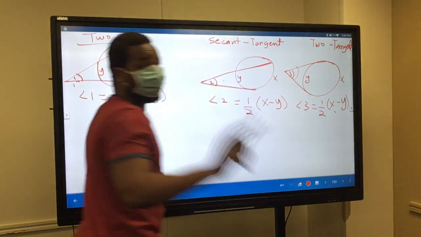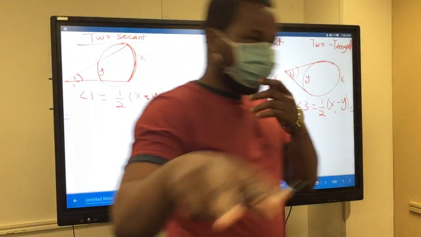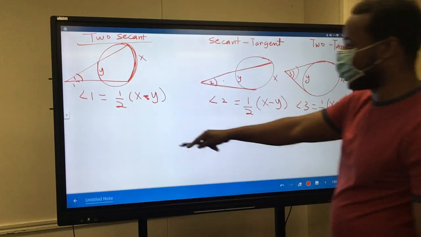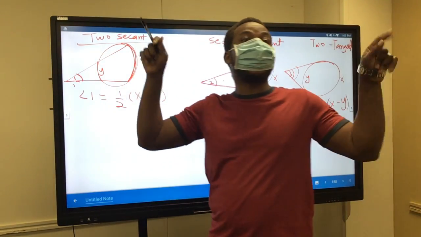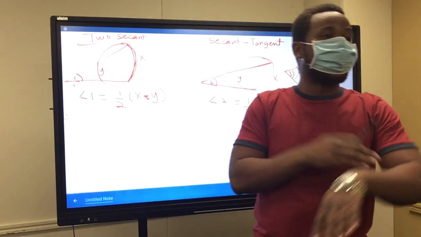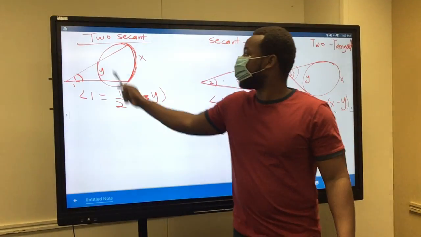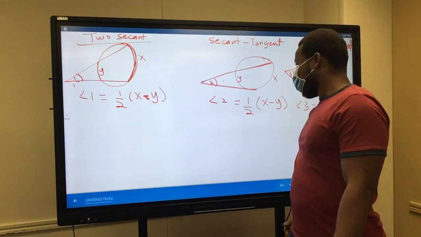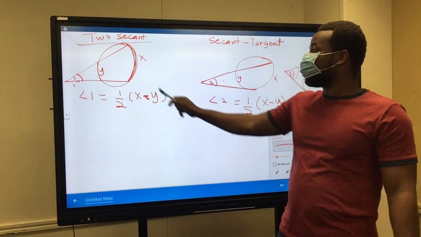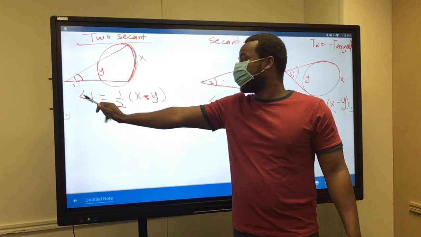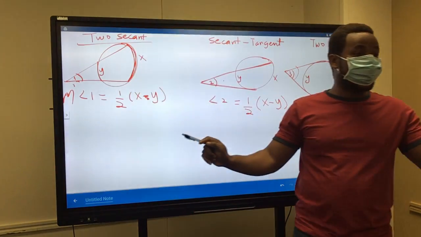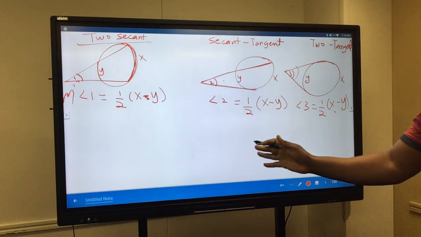Okay, now, watch. The one we just did, you notice that the angle that we are finding was inside. Now, look at where the angle is here. Outside. Anytime the angle is outside, and you have two secants meeting each other, the measure of the angle is: subtract the bigger number from the smaller one and divide by 2.